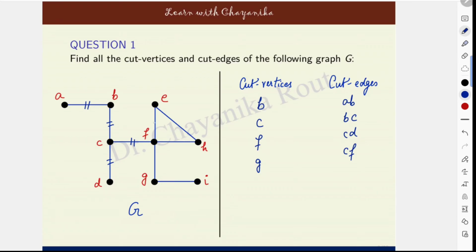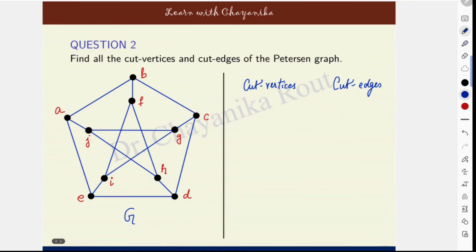Now when you come to the edge EF, EF is part of the cycle EFHE, and therefore being a part of the cycle, the edge EF is not a cut edge. And for a similar reason, the edges EH and FH, these two edges also being part of a cycle are not cut edges. Next, the edge FG is not a part of any cycle and therefore is a cut edge. Same is for the edge GI, which is also not part of any cycle, therefore it is also a cut edge.